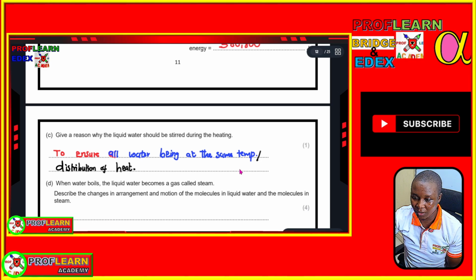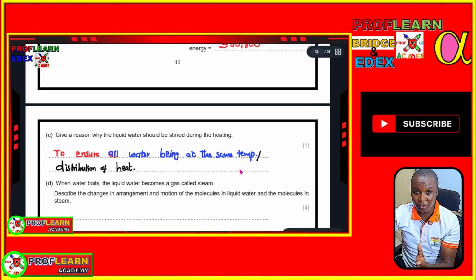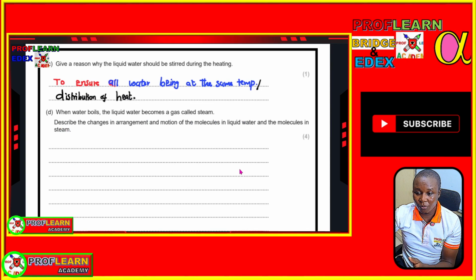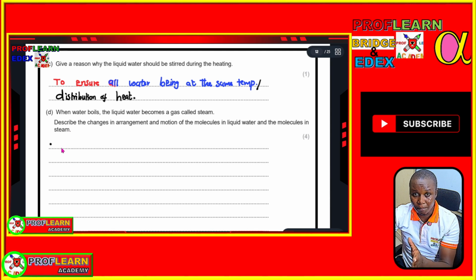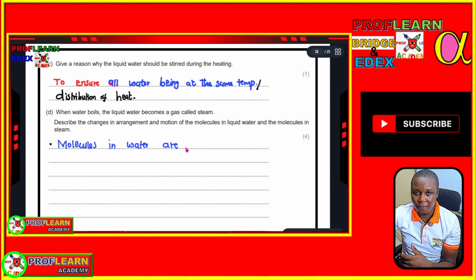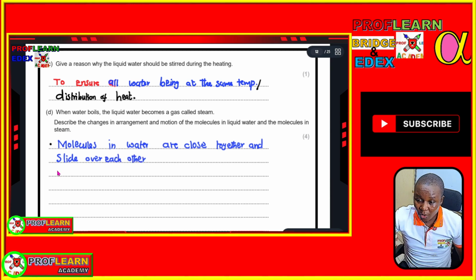Describe the change of arrangement and the motion of molecules in liquid and in steam. Steam is gas. So basically we are going to describe the arrangement of molecules in liquids and gas. For liquids, they are close and they slide over each other. For gas, they are much further apart, and they are moving randomly at high speed. So that's how you are going to answer such kind of questions.